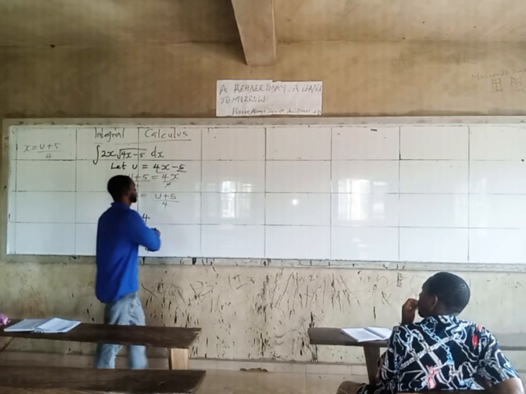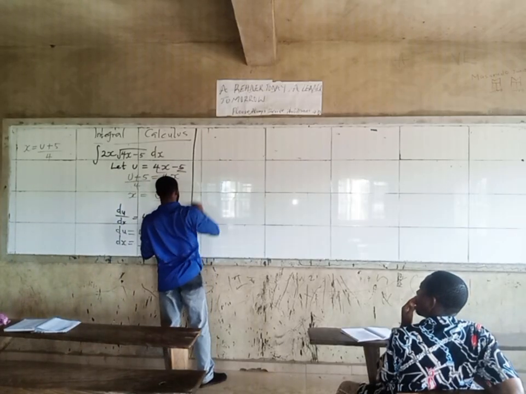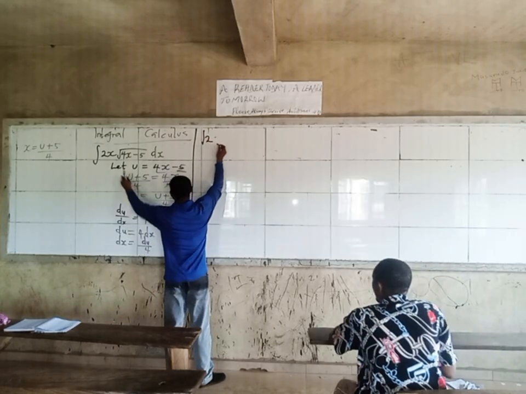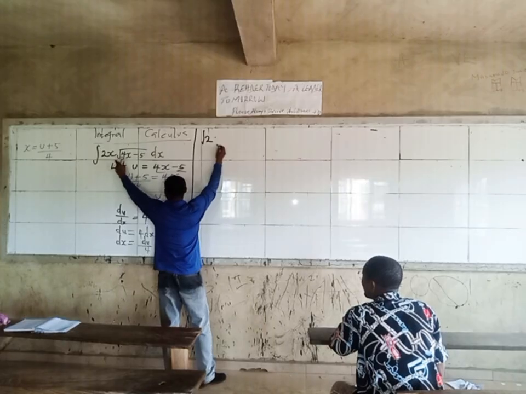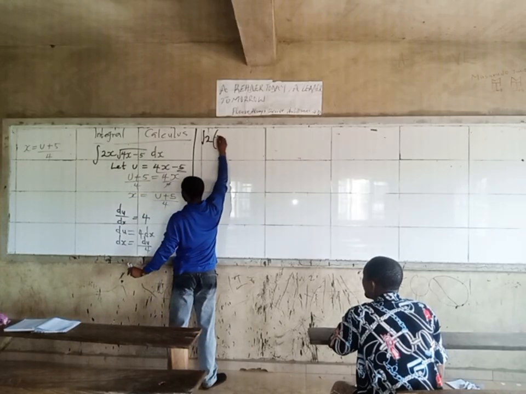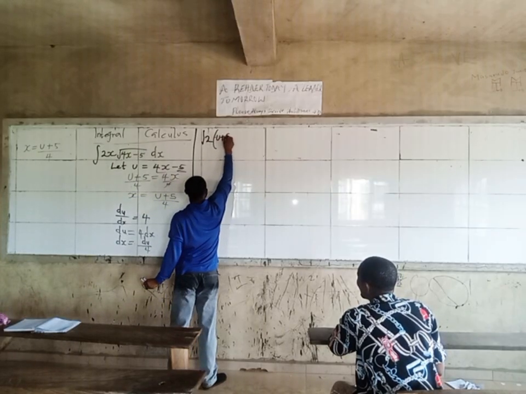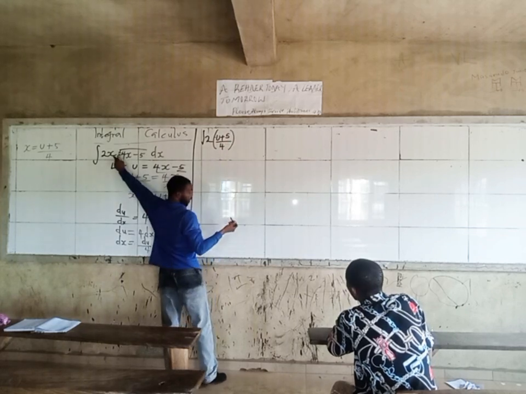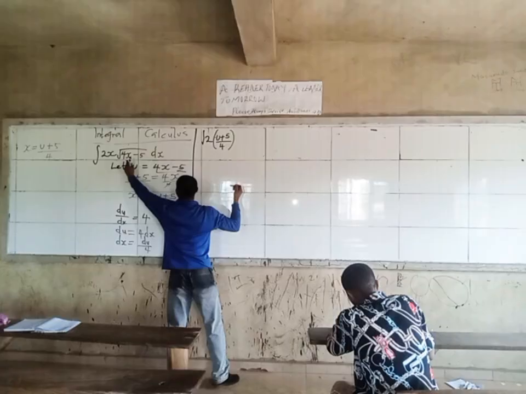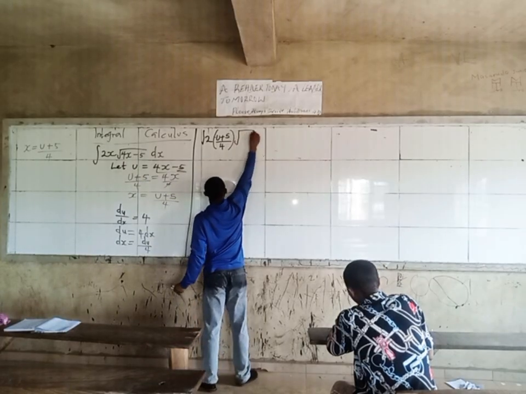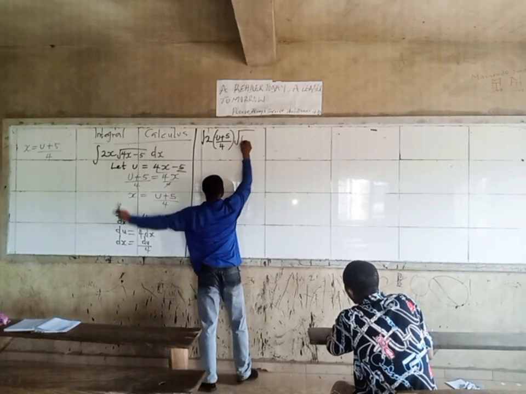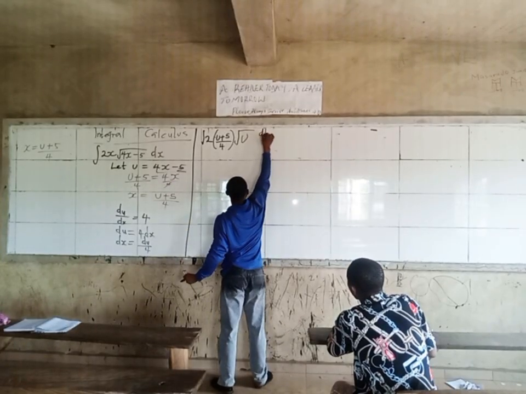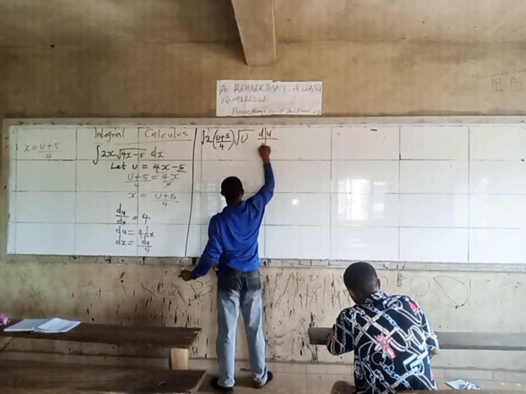So if I rewrite this now, it becomes integrate 2. Remember we said find x. So anywhere I see x now, this will now be u plus 5 all over 4. I've replaced x. Now, the root. What is here? We said let this thing be u. Then dx, we got dx to be du over 4.